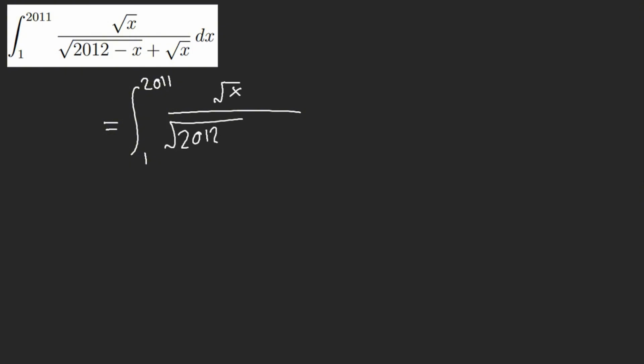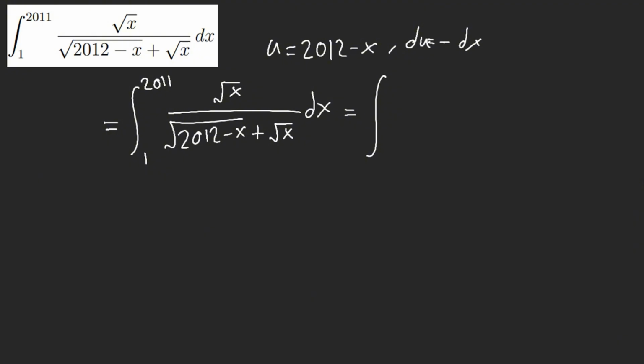Okay, let me write this out first. We're going to let u equal 2012 minus x. The reason we like this is because 2011 plus 1 is equal to 2012. So when we add these together and substitute it in here, it's going to flip in a way, right? But then du has a negative dx, which is going to flip it right back. So we end up with 2011 1 again.